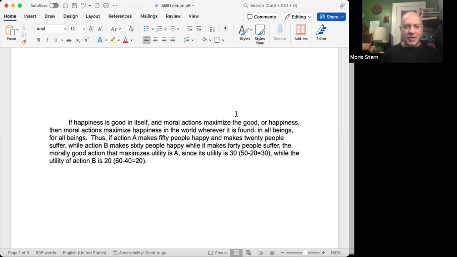Thus, if action A makes 50 people happy and makes 20 people suffer, while action B makes 60 people happy while it makes 40 people suffer, the morally good action that maximizes utility is A, since its utility is 30. 50 minus 20 equals 30, while the utility of action B is 20. 60 minus 40 equals 20.